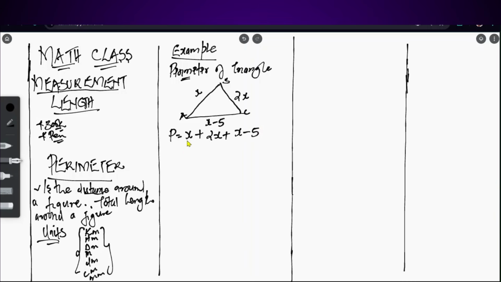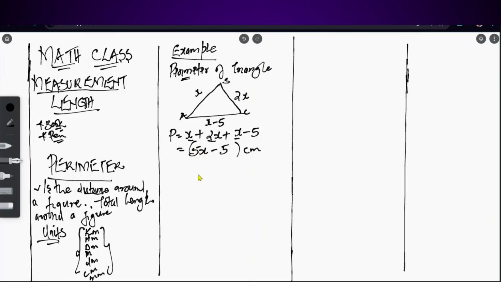So what is the perimeter here? Perimeter is just the distance around this figure. I put the like terms together, and x, 2x, and x are like terms. So x plus 2x is 3x, then plus x is 5x. I take 5x minus 5. Because x is unknown here, I leave my answer that way. It will be in centimeters according to the units given there.